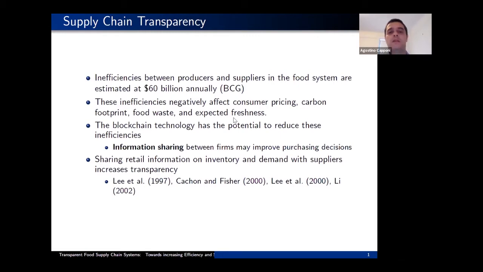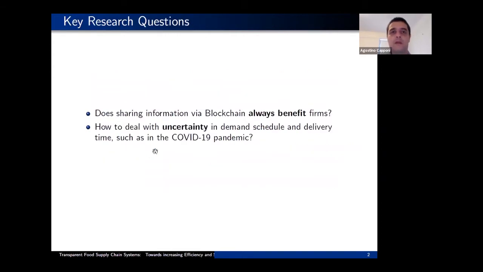So there has been a stream of literature that has looked at the question of how transparency about inventory improves the efficiency of the system. That's an old literature. Here we aim at specializing this literature to deal with a very important industry, which is the food industry, and also to consider features that are unique to this industry. Now, what are the key research questions that we ask? The first question is, does information via blockchain always benefit firms?